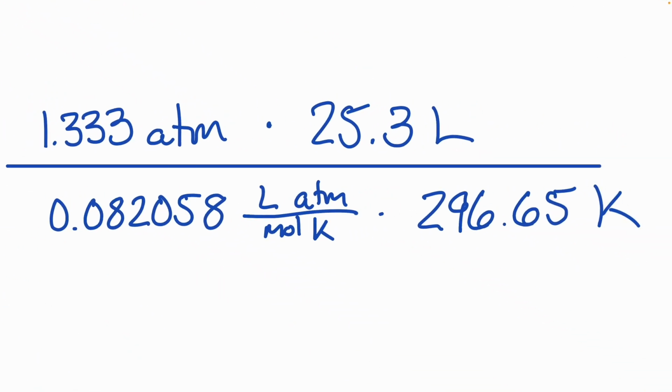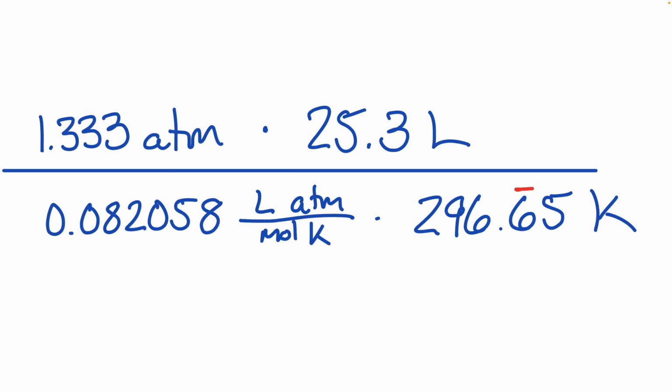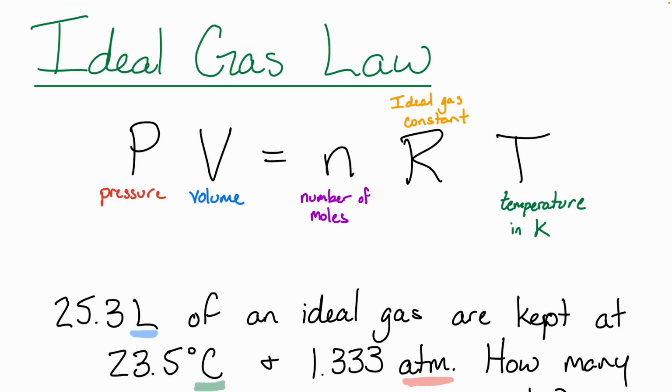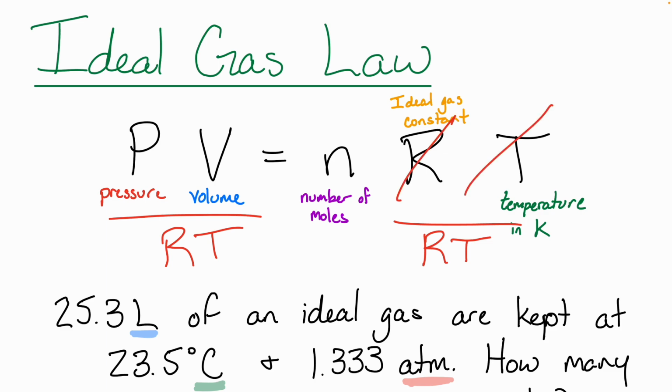Cool, so I'm just going to keep my position marked with the little bar over here. All right, what I did was I took the ideal gas law and I rearranged it by dividing both sides by RT. That canceled it out over here, leaving me with my number of moles all by itself.